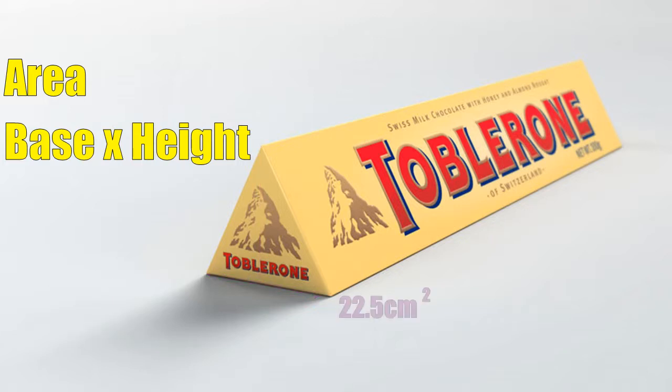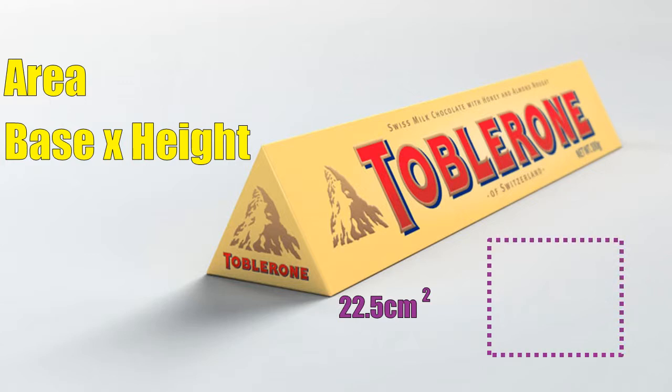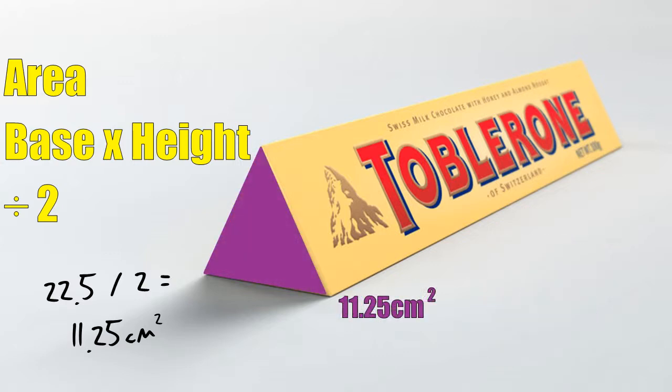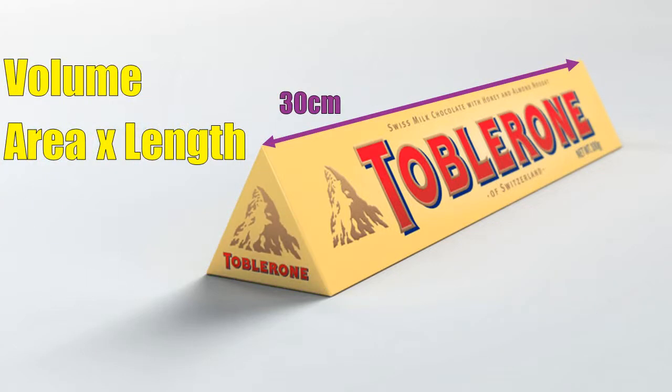The answer that you're now looking at is what the area would be if the triangle was a rectangle. However, this triangle is exactly half a rectangle, and so to give you your area, divide your answer by 2. Now you know the area of the triangle. Multiply that by the height to give you your volume.